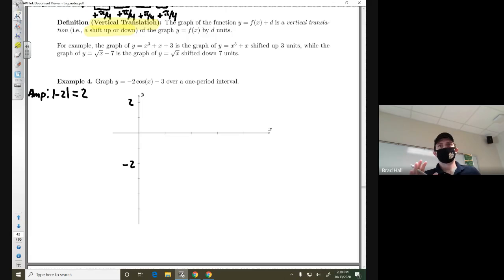That's just not where the peak and the valley, I think they call it, are going to be. So now, immediately after amplitude, I think this is the best place to impose the vertical shift.